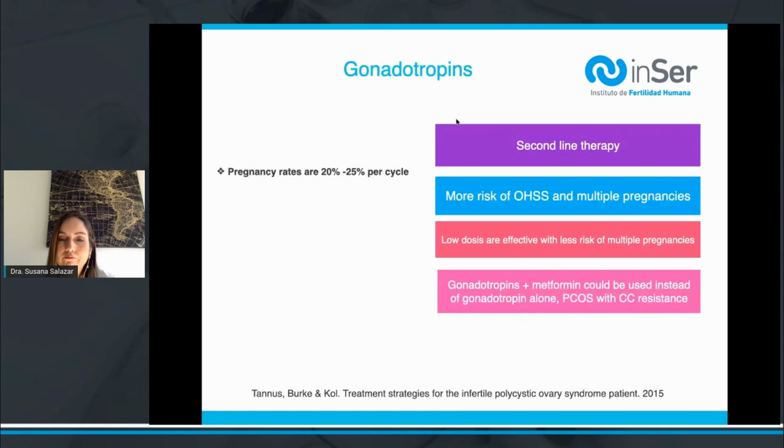With gonadotropins, pregnancy rates of 20% to 25% per cycle are achieved. Remember that the use of gonadotropins is second-line therapy because they have more risk of ovarian hyperstimulation syndrome and multiple pregnancy. Low doses are effective with less risk of multiple pregnancy. Gonadotropins plus metformin could be used instead of gonadotropin alone in PCOS with clomid resistance.